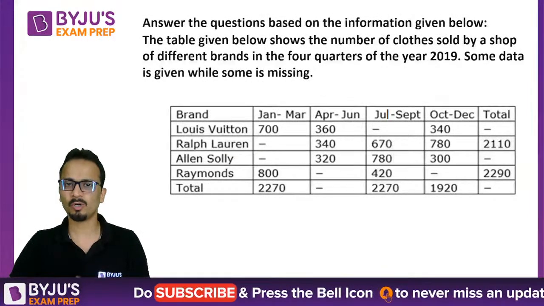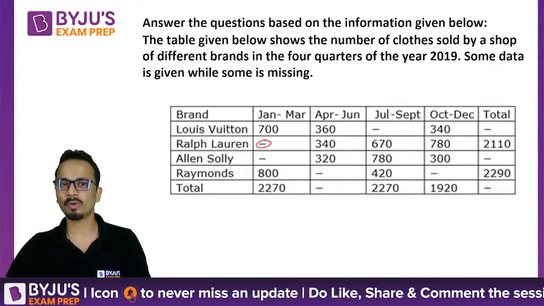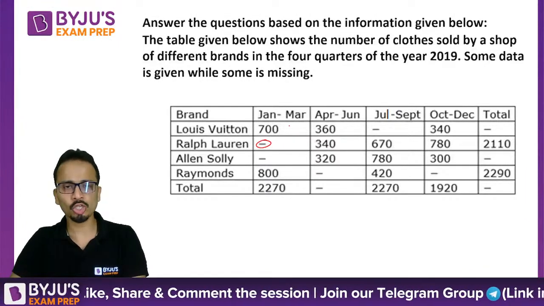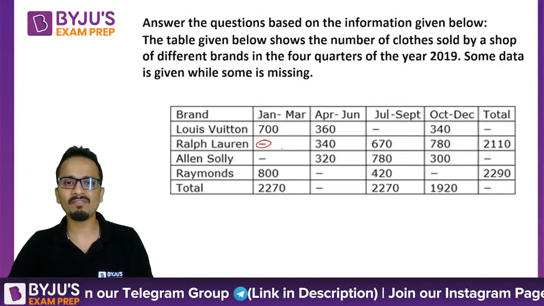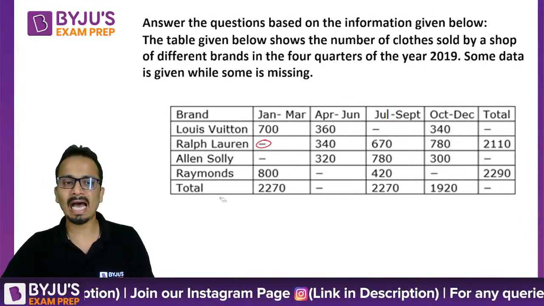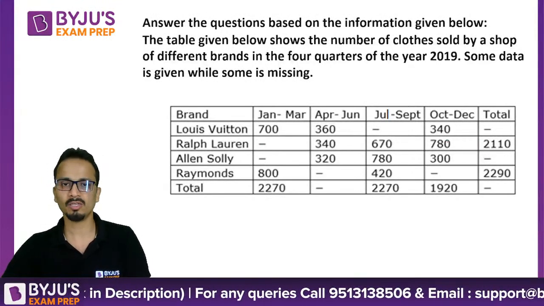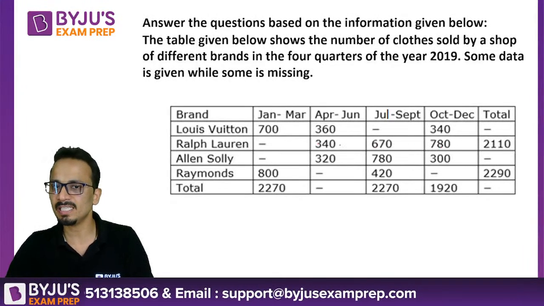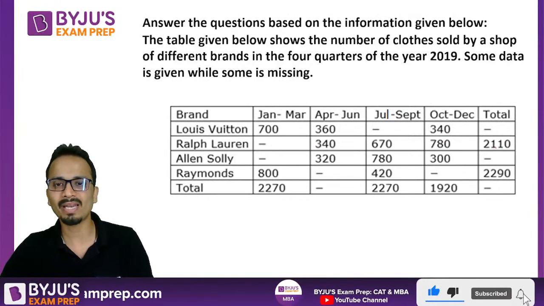using these values. Now first of all, I can fill this value of Ralph Lauren. So in the January to March quarter, what will be the value for Ralph Lauren? All of you can post your answer. So I want this value of Ralph Lauren in January to March. What I'll do is add the other 3 numbers, and subtract it from the total. So 340, 670, and 780. Just add these 3 numbers and subtract it from 2110.